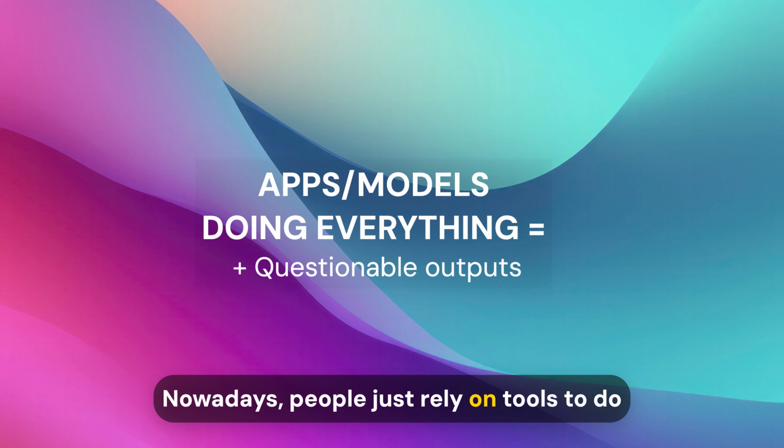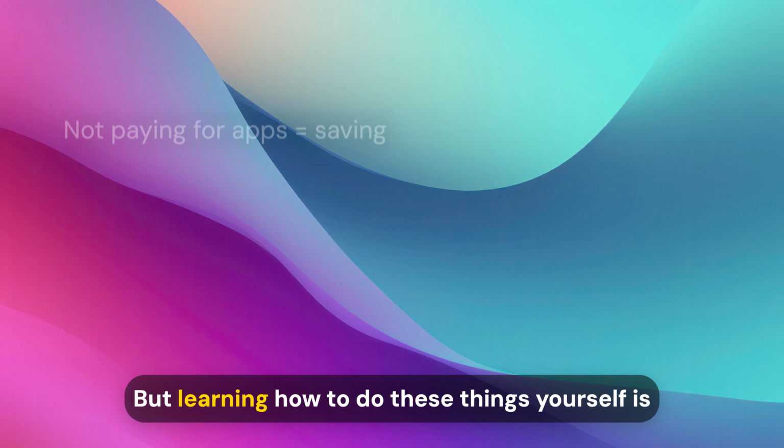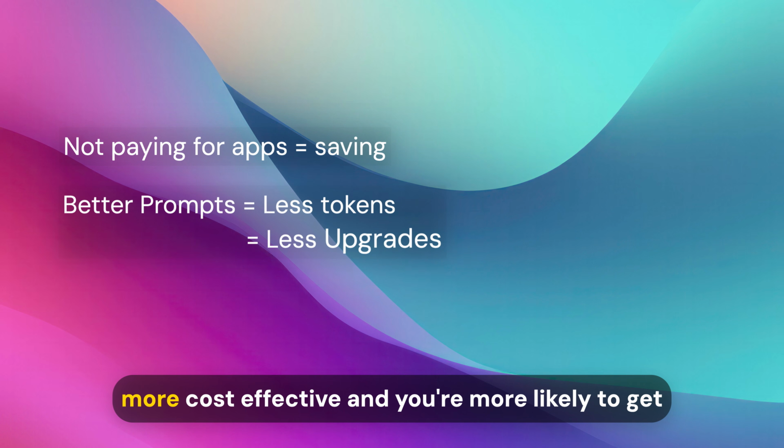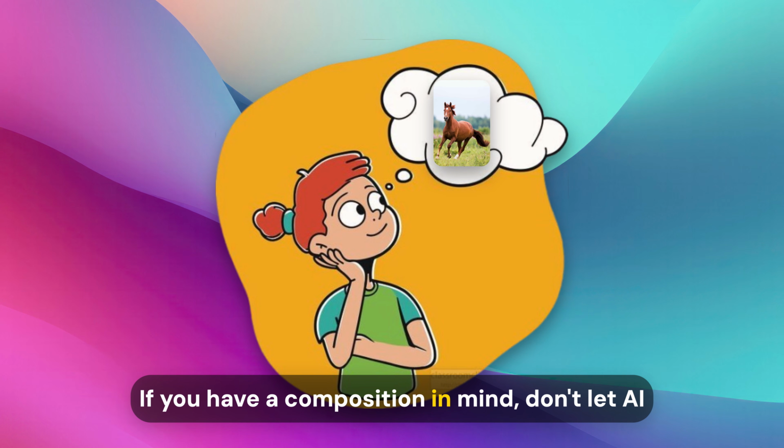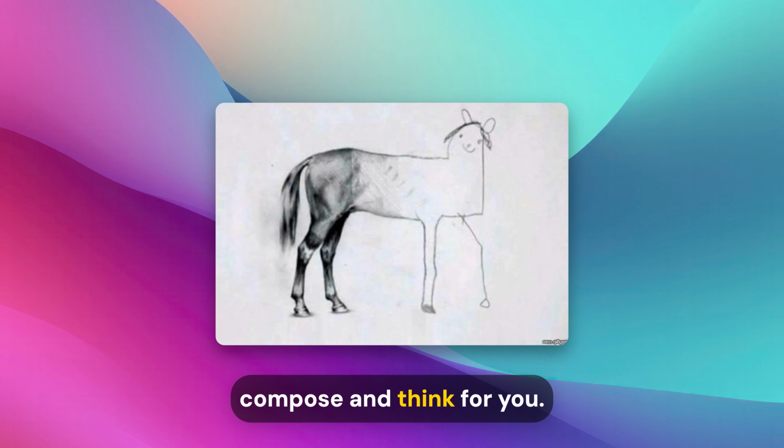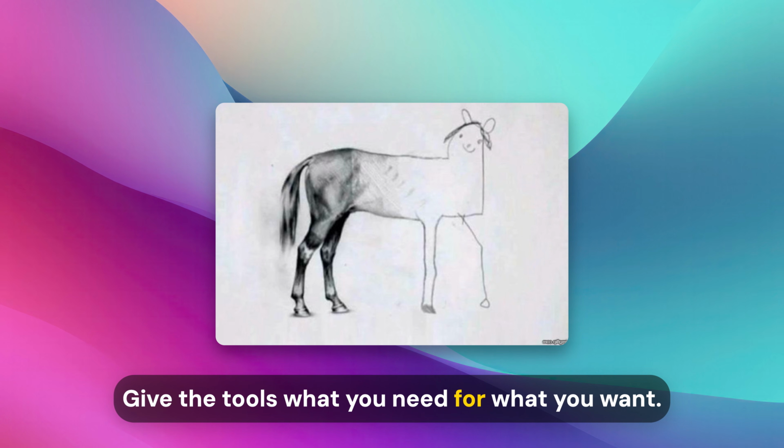Nowadays, people just rely on tools to do everything for them, but learning how to do these things yourself is more cost effective and you're more likely to get what you want. If you have a composition in mind, don't let AI compose and think for you. Give the tools what you need for what you want.